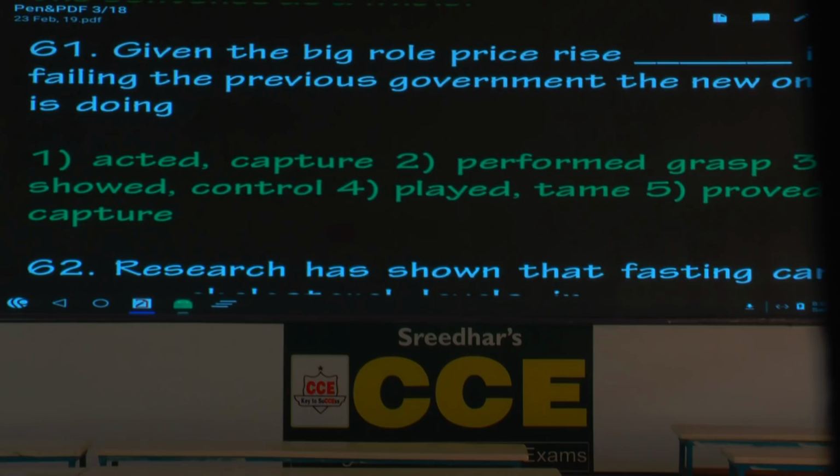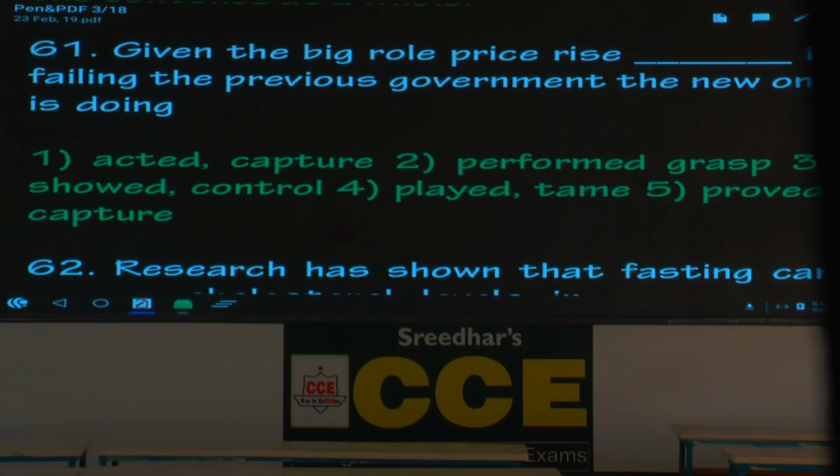Given the big role price rise acted in failing. Does it sound right? Please mark it wrong based on the first word. Acted is not correct. Hope you guys are listening carefully. Given the big role price rise performed in failing. Perhaps, hold that one. What is the second word here? Grasp. Efforts to grasp food inflation. Are they related? Grasp food inflation, not related. So please mark it wrong. Second option. Third option. Given the big role, price rise showed. Generally we don't say showed, but still you hold that one. What is the second one?